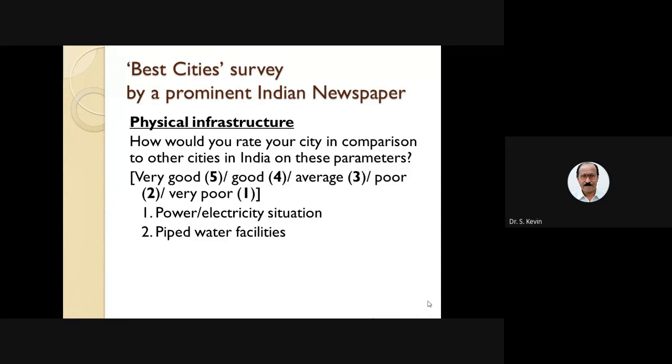So what I was trying to say was, this questionnaire will not give the correct answer because each person will be comparing with different cities. So the answer that you are getting is different comparisons. So the correct question should have been, how would you rate your city in comparison with, say, take one city, Chennai, supposing you are conducting this in South India? How would you rate your city in comparison to Chennai on these parameters?